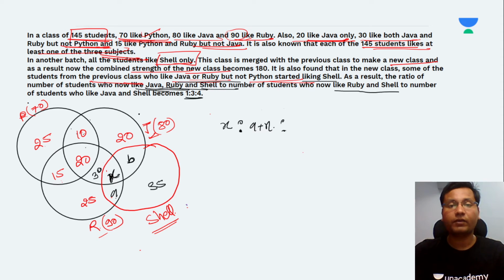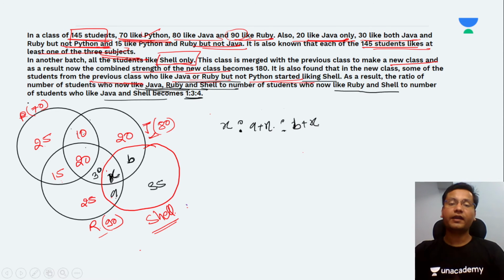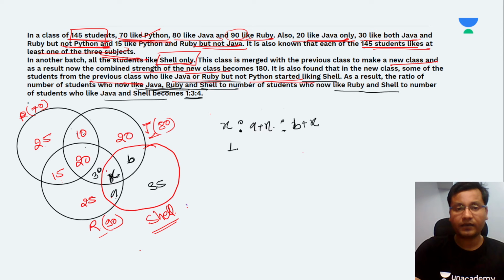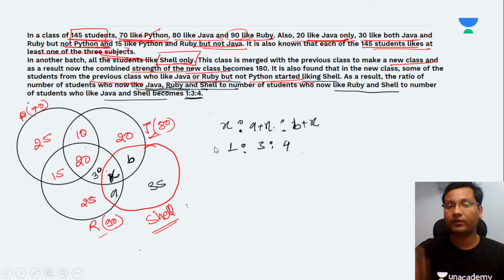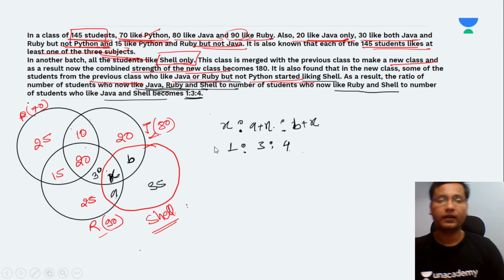Is to what is given to us, and that is the students who like Java and cell. So this is Java and cell, not Ruby नहीं लिखा हुआ है. ठीक है. So I'll take X plus B. So this will be B plus X. Okay, so this is B plus X guys. Okay, and then now this is given to us 1:3:4. Now once you are very sincere, ठीक है, now you will get everything about this X, right?